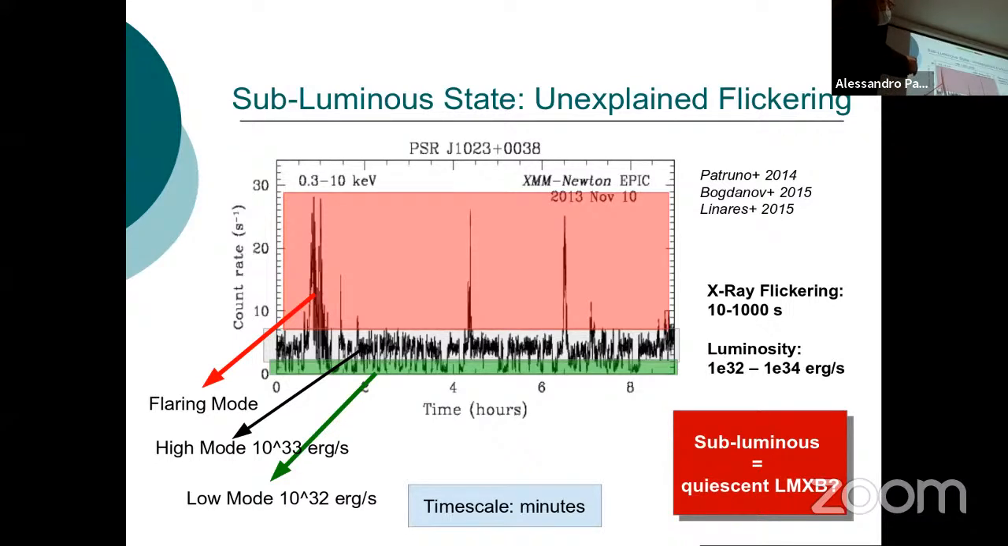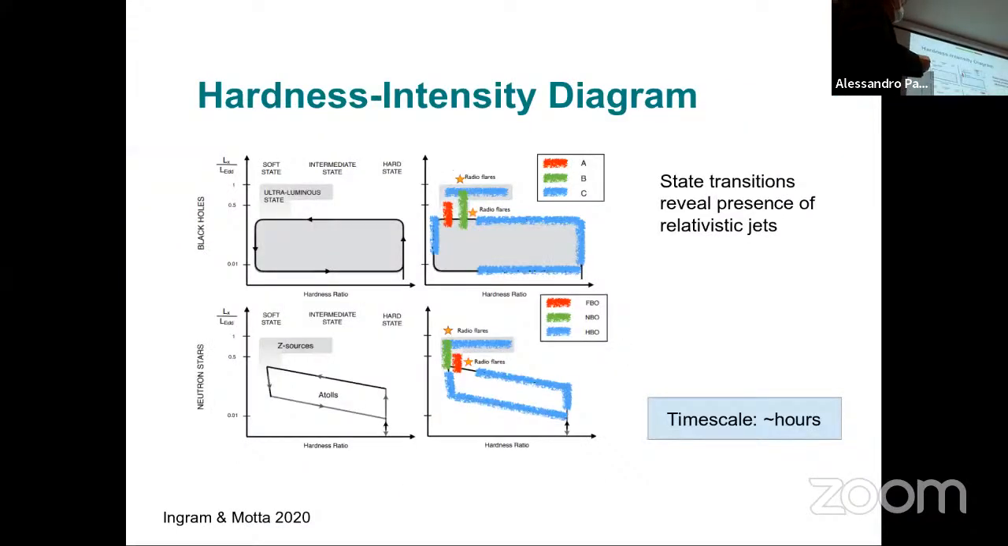And so here there are variations of the order of minutes, which are very interesting because some models relate this variability to the viscosity in the accretion disk. Now, low mass X-ray binaries also have timescales of the order of hours that occur when there is a transition of state. So now I'm not talking about the transitional millisecond pulsar. I'm going back to the low mass X-ray binaries, normal ones.